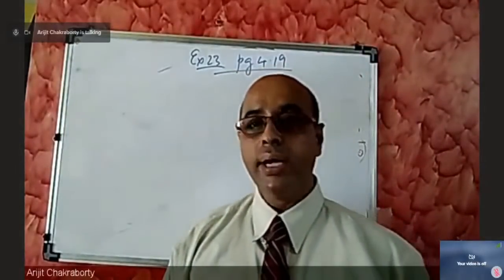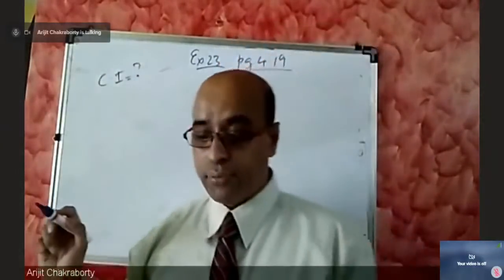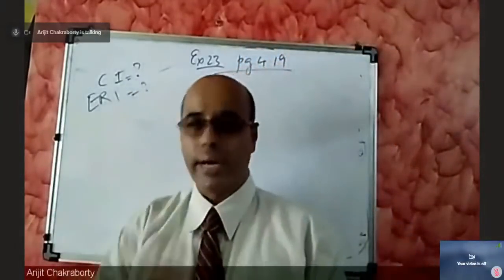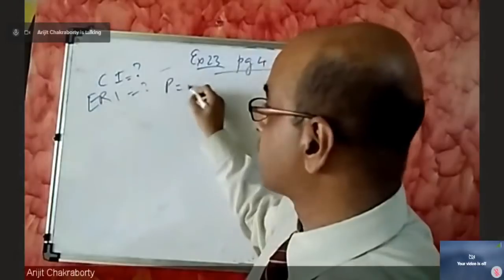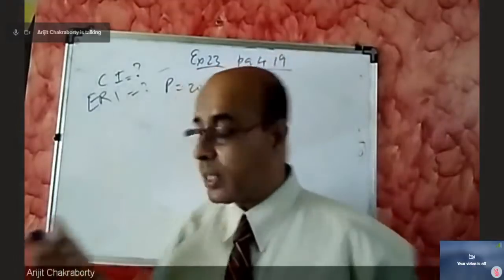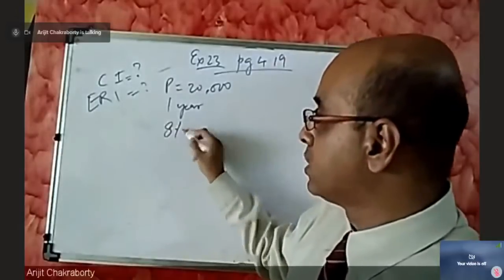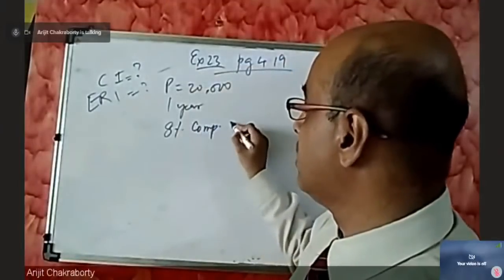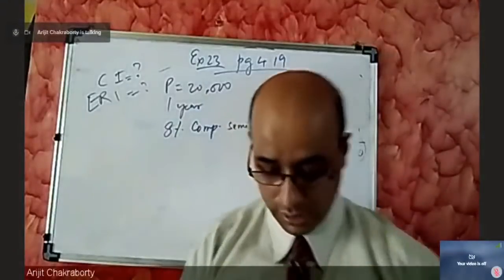The question is, find the amount of compound interest. So we have to find the compound interest and the effective rate of interest, right? The equivalent rate or effective rate of interest. If an amount of 20,000, so P is 20,000 rupees, is deposited in a bank for 1 year, and the interest rate is 8%, but it is compounded semi-annually. So compounding is done semi-annually, right? So this is the problem. We need to solve it.